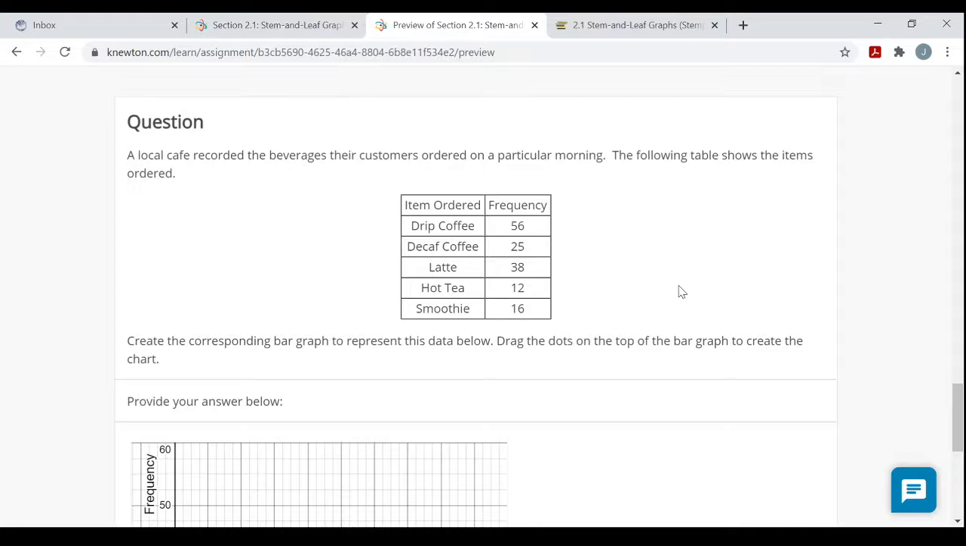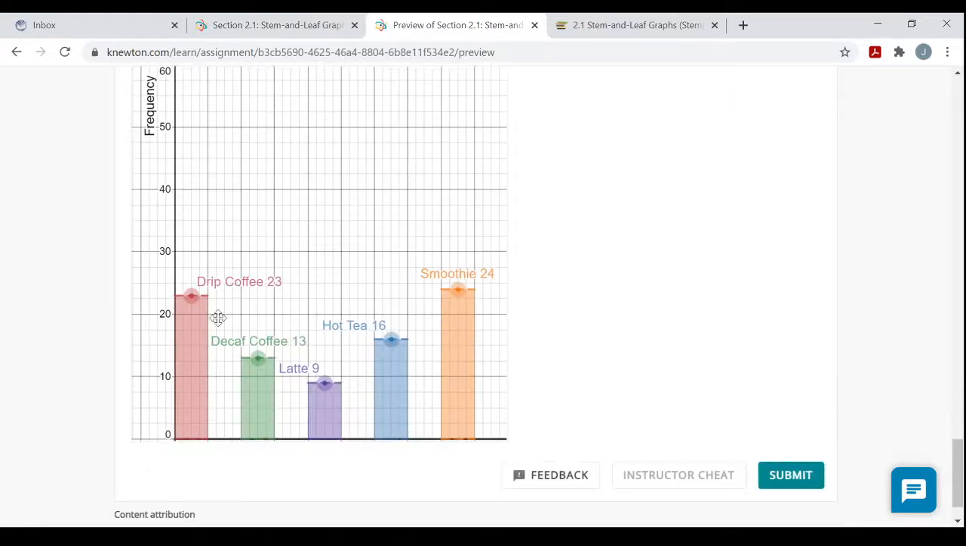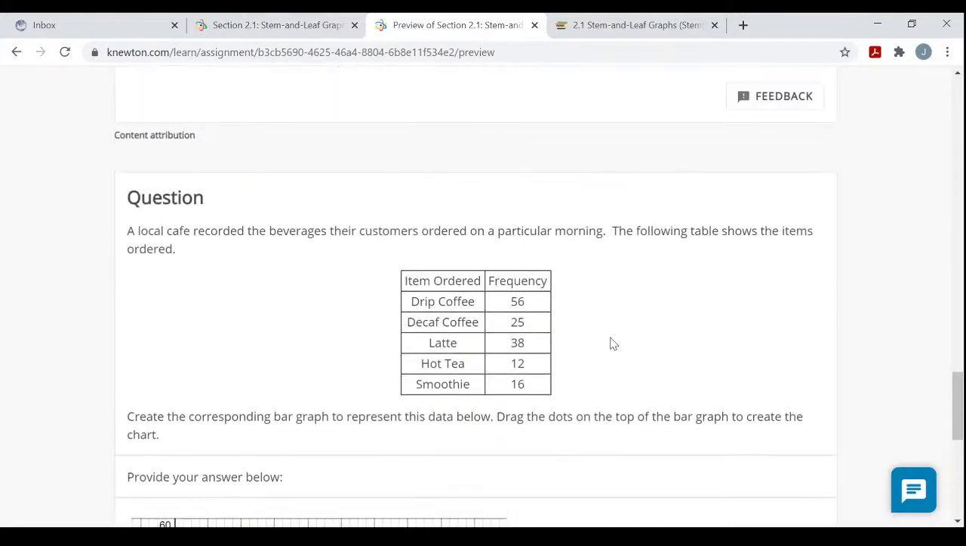All right, so this one I'm going to make one. Now, if I were asked, it's one of those where you have to slide little dots around and make bars. But I'll start making it by hand and show you what you would do to make a bar graph by hand. A local cafe recorded the beverages their customers ordered on a particular morning. The following table shows the items ordered. So you have item ordered and frequency.